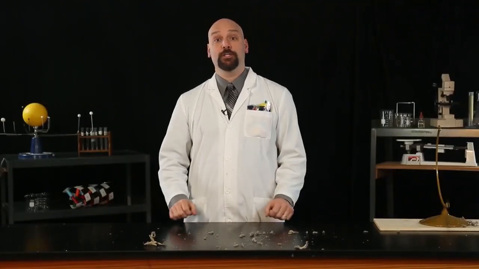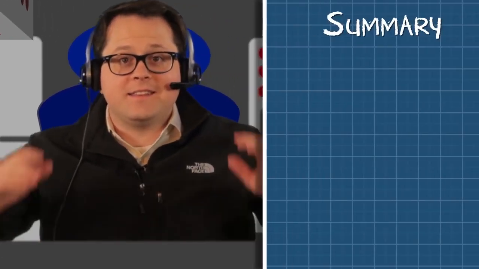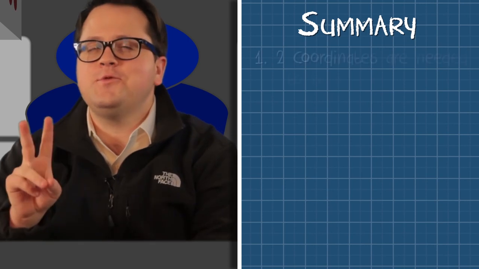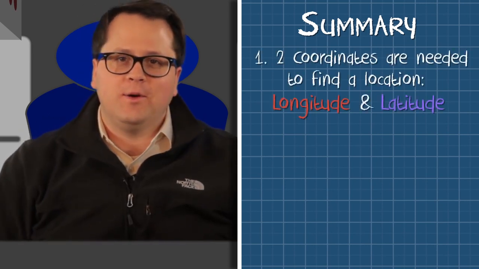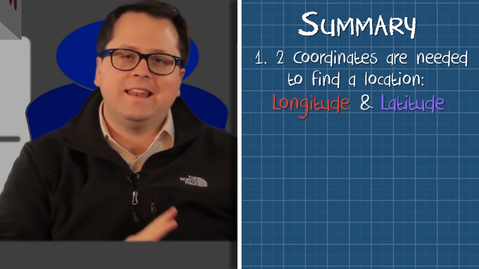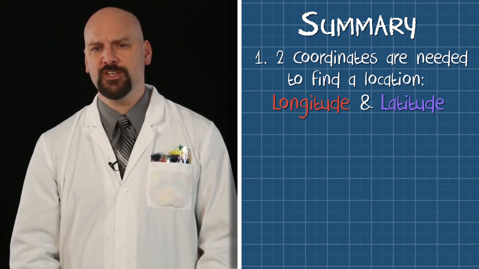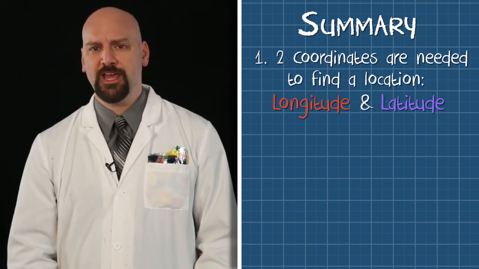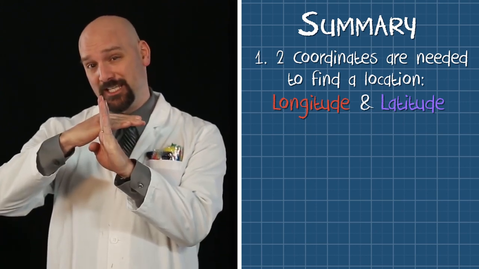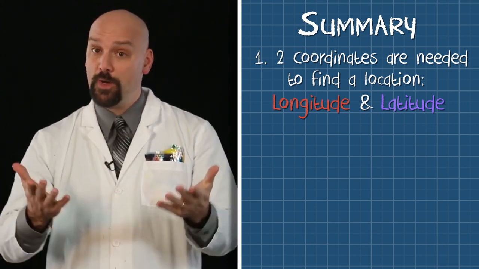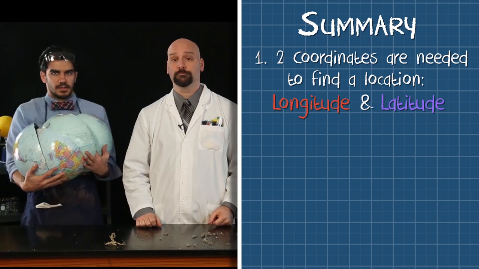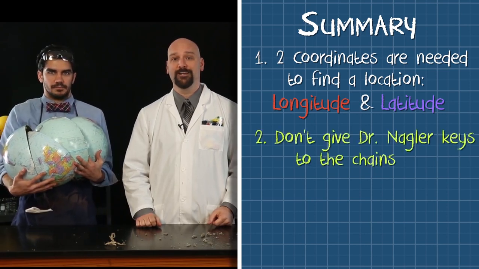So did you learn anything useful today? Yes, I did. I learned that it takes two coordinates to find yourself on the globe: longitude and latitude. That's right. Latitude and longitude are invisible lines used for navigation that intersect at specific points. What else did we learn? I learned not to give you the keys to the chainsaw.